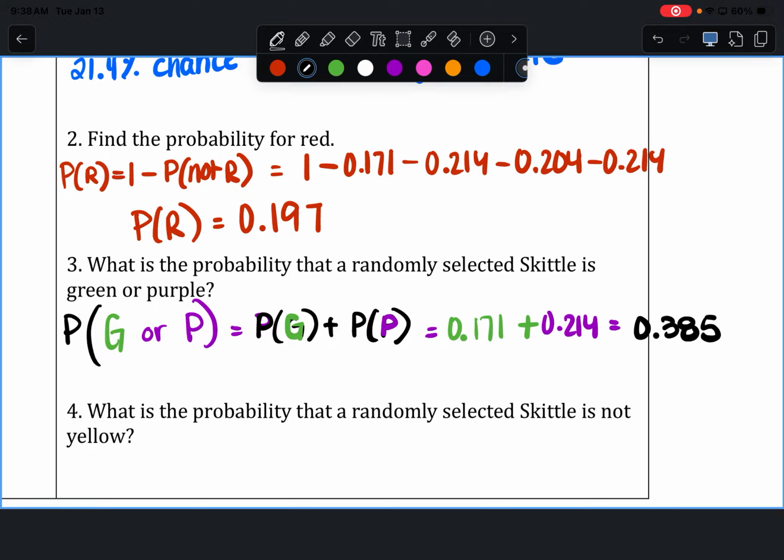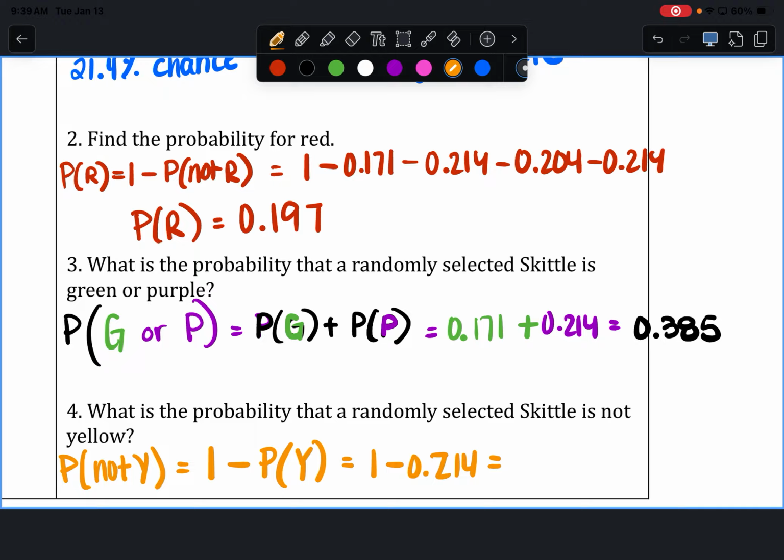What is the probability that a randomly selected Skittle is not yellow? If we wanted to find the probability that it is not yellow, I would need to do 1 minus the probability that it is yellow. So it would be 1 minus 0.214, which is what? 0.786.